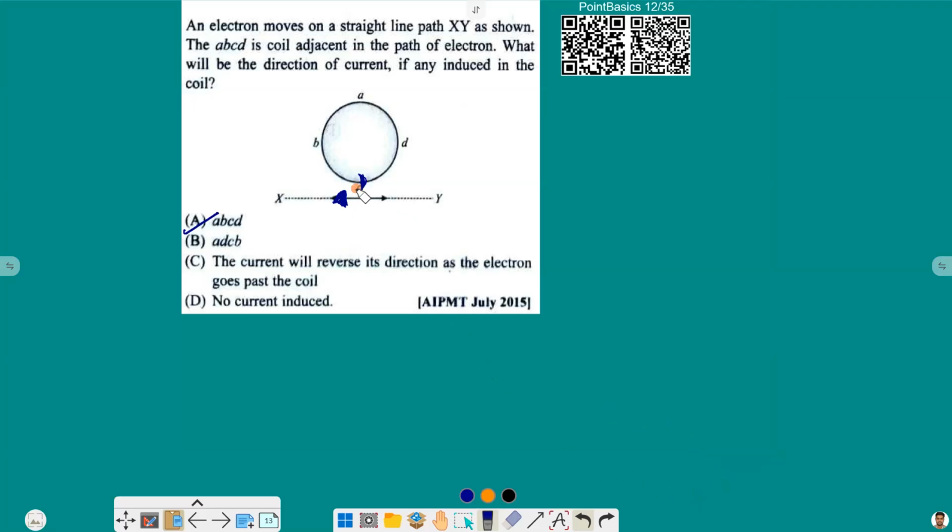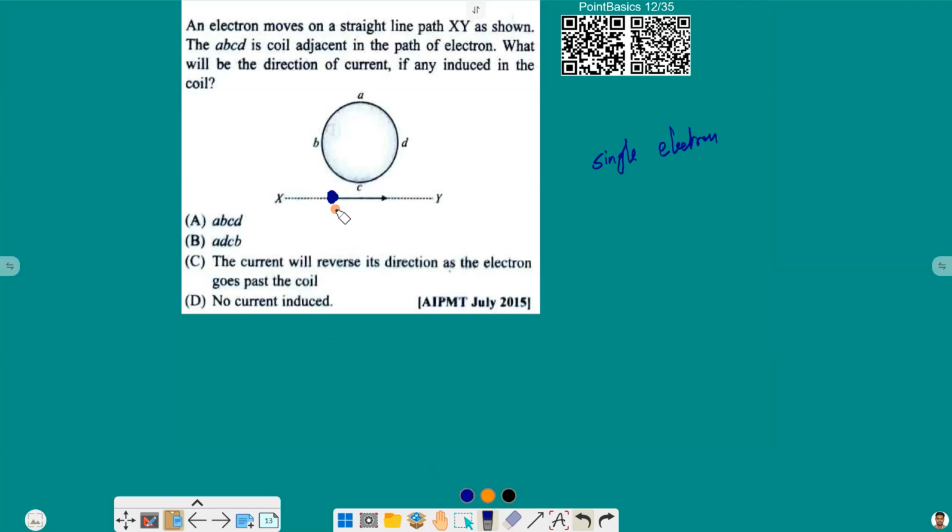Now we can take this question slightly further, slightly more advanced. This is a single electron, so current will not be traveling continuously. Initially there will be current, and after that there will be a decrease of the flux. Let me explain how. Let me first clean this. As the electron is traveling from X to Y, suppose the electron is at this point.